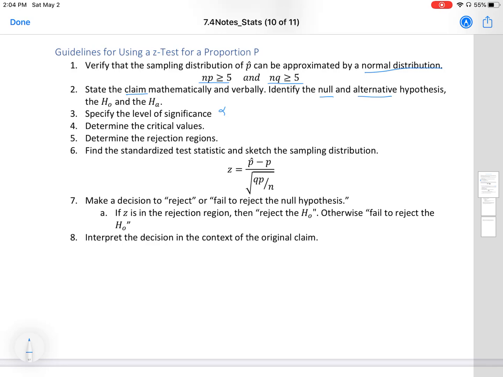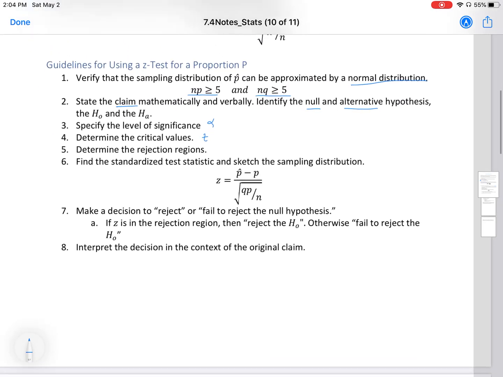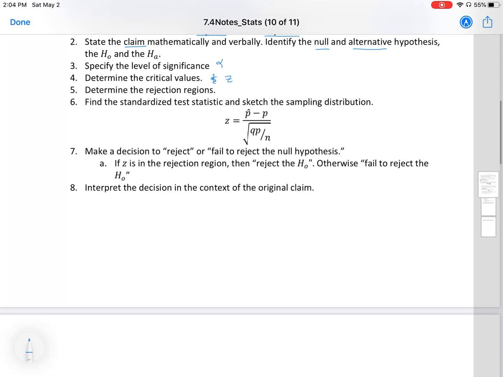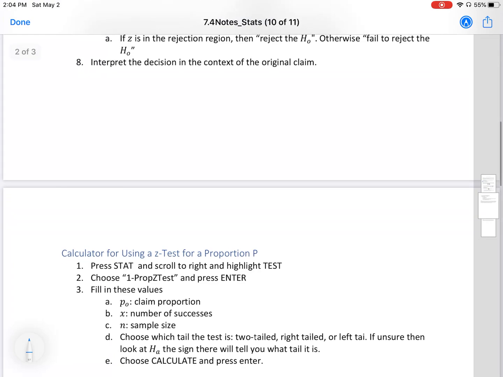So your critical values will be found from your t-test or your z-test above. That will give you a z-score, which you can use to change proportions. And then you would draw a bell-shaped curve to see whether it falls in the rejection region or not. Find the standardized test statistic and sketch the sampling distribution. That's 6, and there's your formula. And 7, you want to make a decision to reject or fail to reject your null hypothesis. And lastly, you want to write an answer using the words of the claim of your problem.